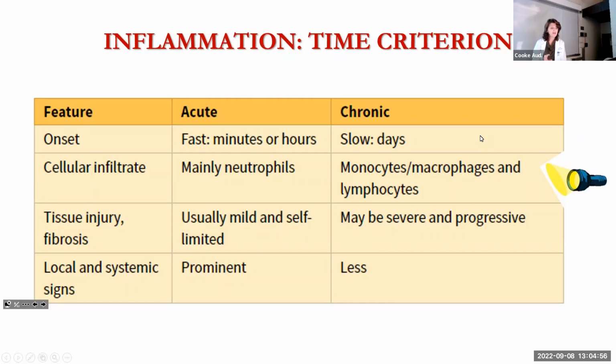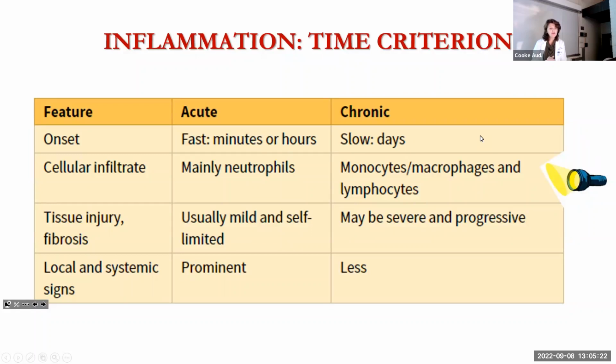The main event that happens during this acute reaction is the exudation of fluid and proteins into the tissues and migration of some cellular infiltrate, which is made mainly of neutrophils. The tissue injury in an acute inflammatory reaction is usually mild and self-limited, but the local and systemic signs can be prominent.